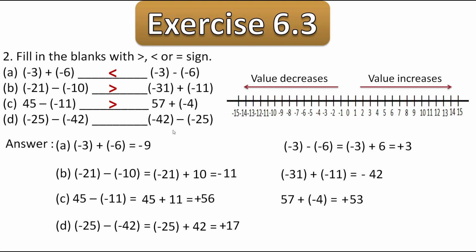Now let's solve this one. Minus 42 minus of minus 25. Okay, now again we have a minus sign in between, therefore the sign of the next number gets changed. Minus 42 plus 25. Now both of them have different signs, so we have to subtract. 42 minus 25 gives you the answer as 17. Now here the bigger number is 42 and it has a minus sign, therefore the answer will get the minus sign. Now plus 17 and minus 17. Because of this minus sign, minus 17 is lesser than plus 17. So here we have to put this sign.